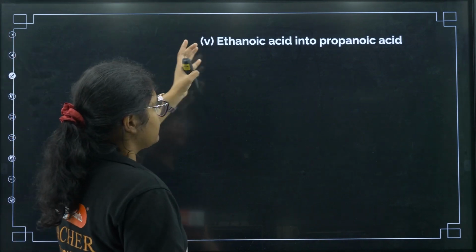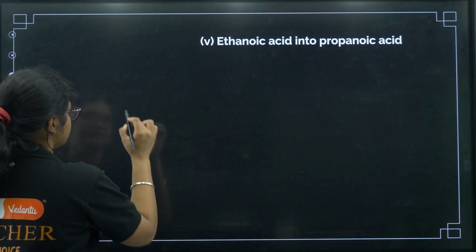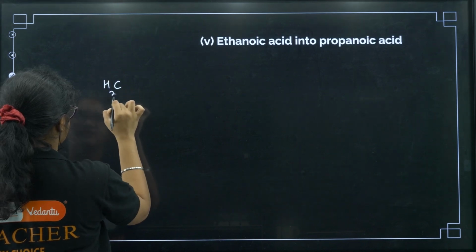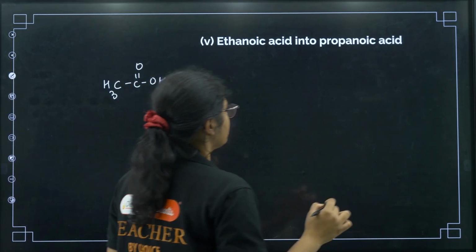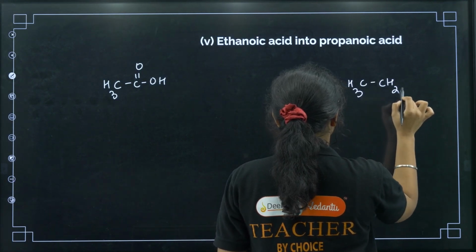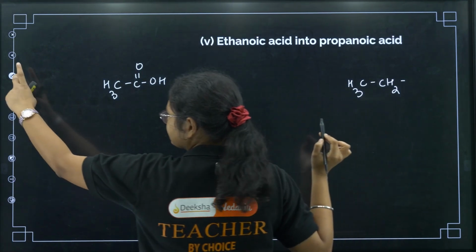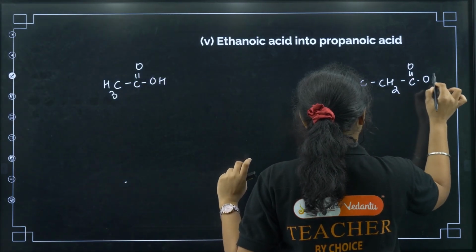Next is ethanoic acid to propanoic acid. The number of carbons has increased here. CH3COOH to propanoic acid, you have CH3, CH2, COOH. Okay, fine.